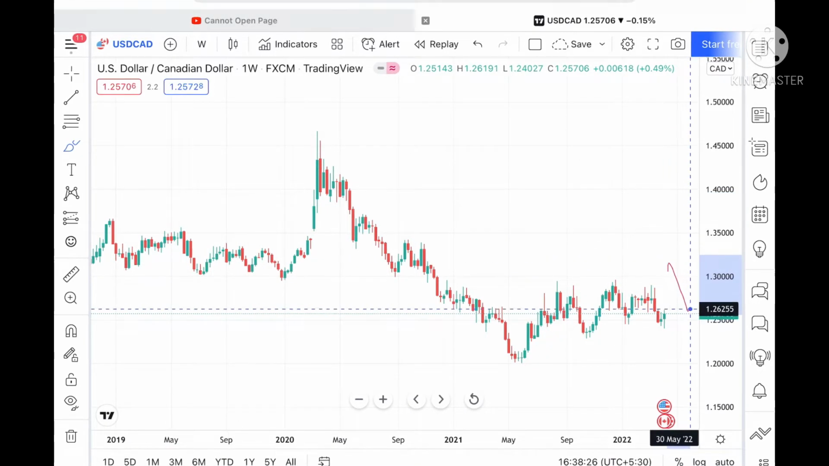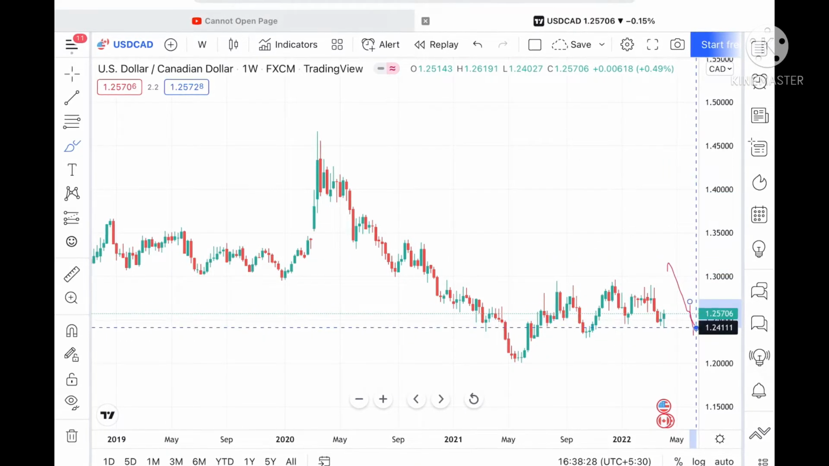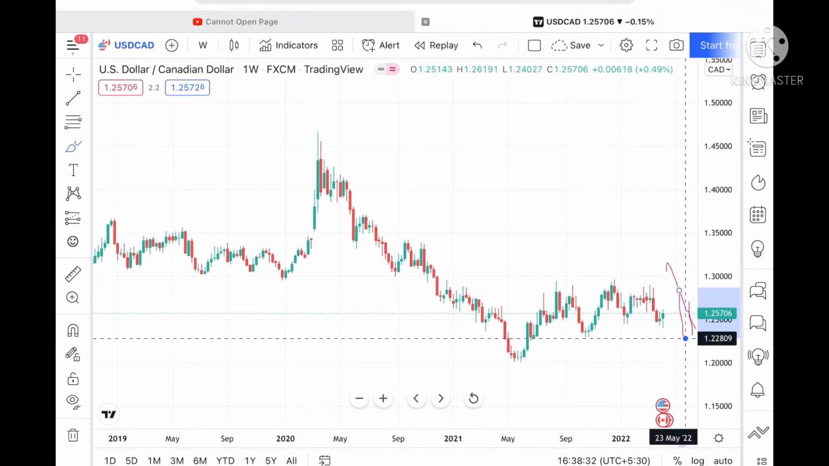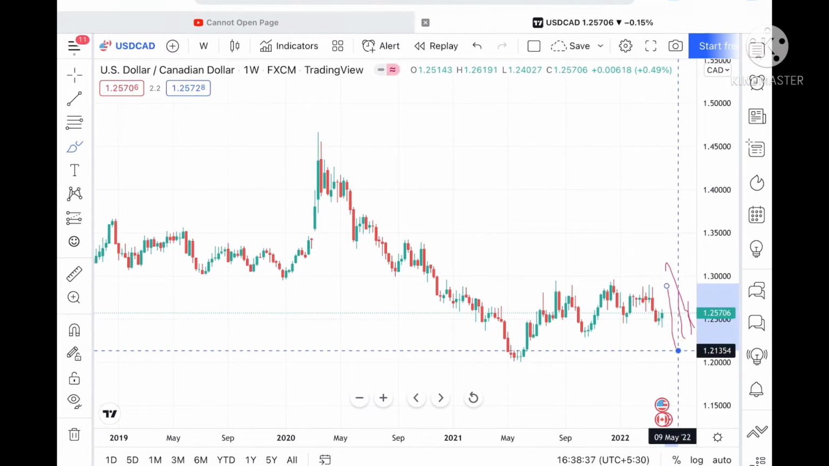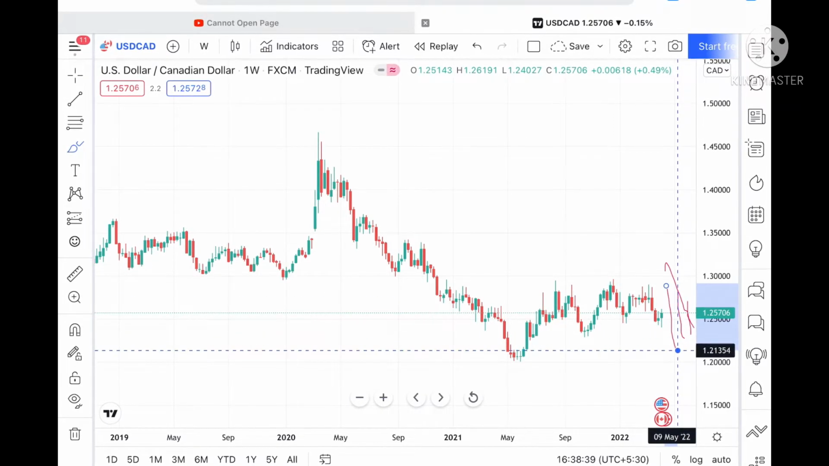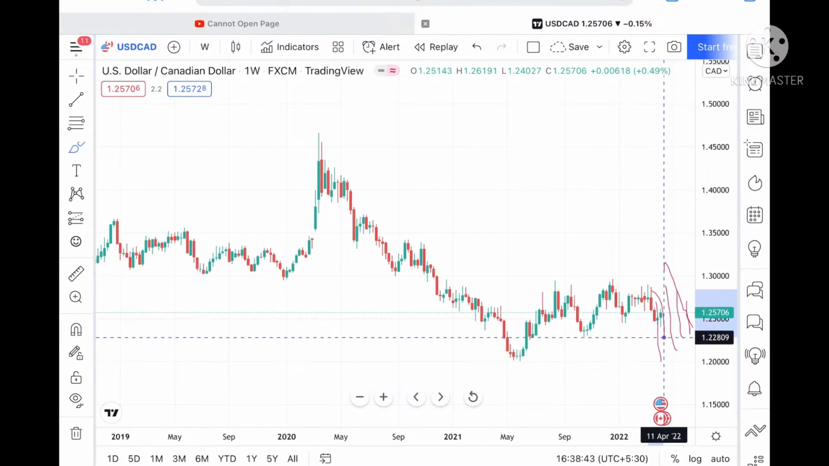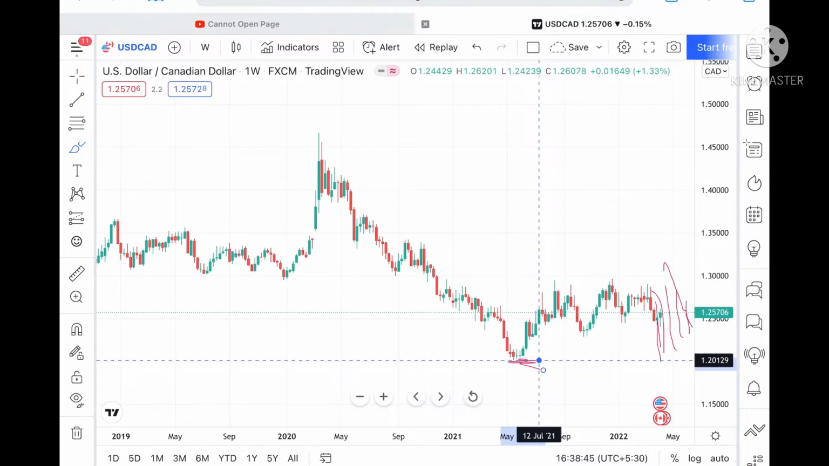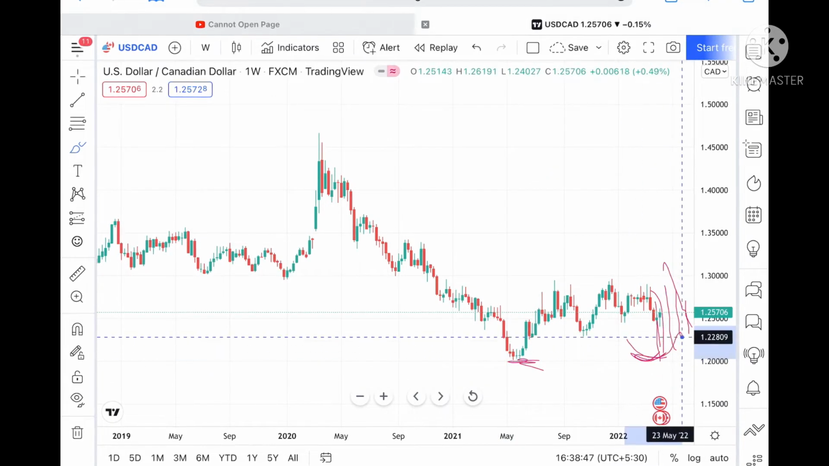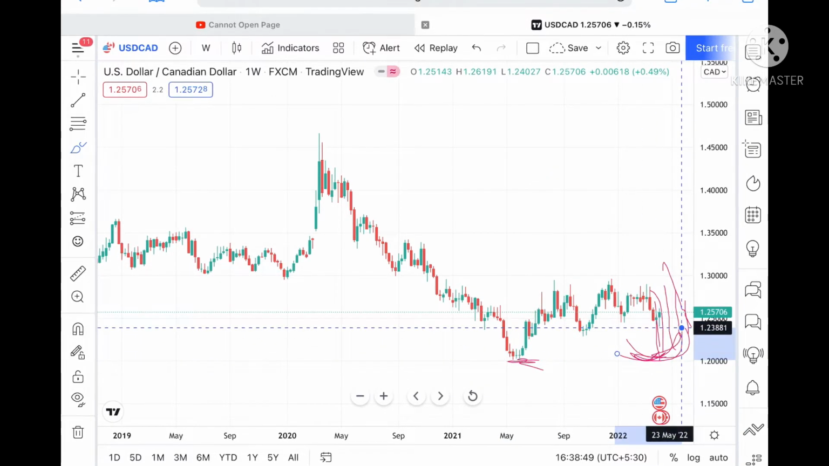But suppose if the price didn't sustain this particular level, we can see it can move low towards a level of 1.24111. Okay, and from there we can see it can touch a level of 1.22809. Okay, and if it goes below this level, then we can see a level of 1.21354 and from there we can see it can touch a level of 1.20052. Okay, and this is the level which has not been tested here, so the probability will be high, we can see a bounce back at this particular level.